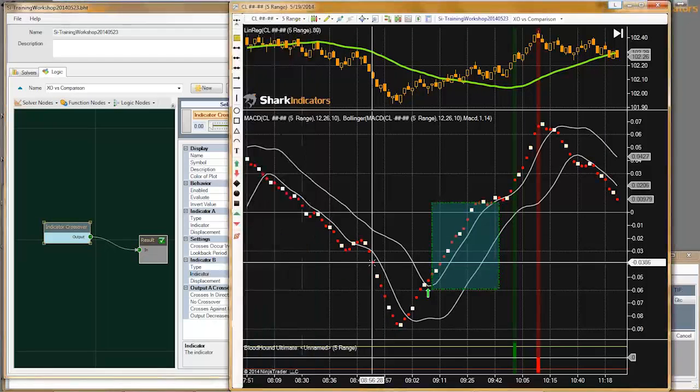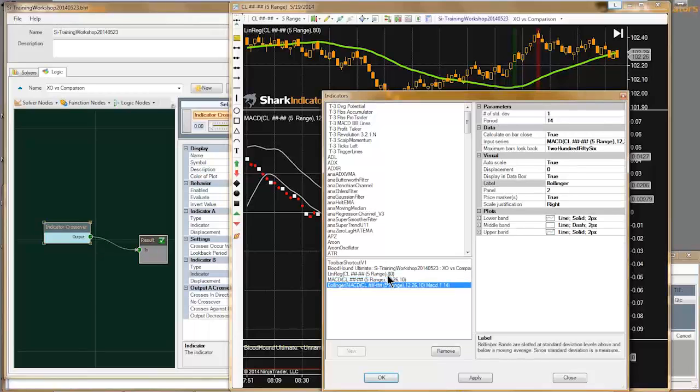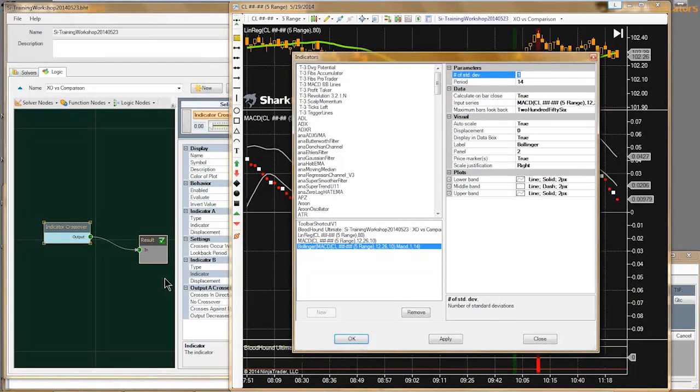So let me put some of the default values in here. That's a little easier to keep track of. Let's see. Oh, so here's a major difference. Our standard deviation is 1 on the chart, but the standard deviation in BloodHound was 2. So there's a big difference right there.